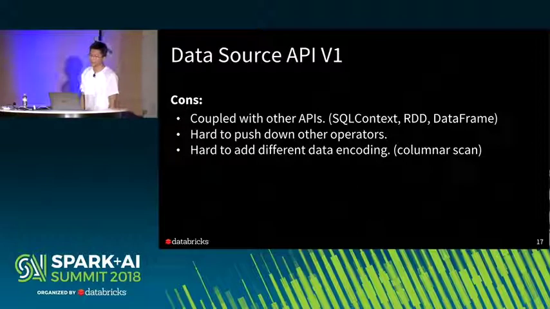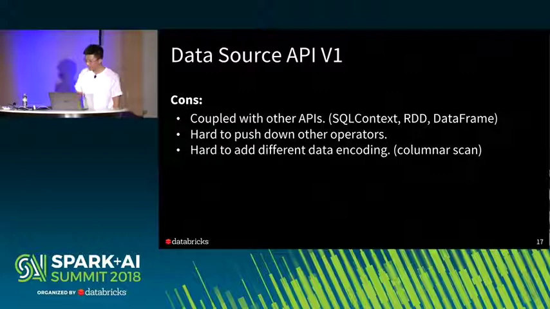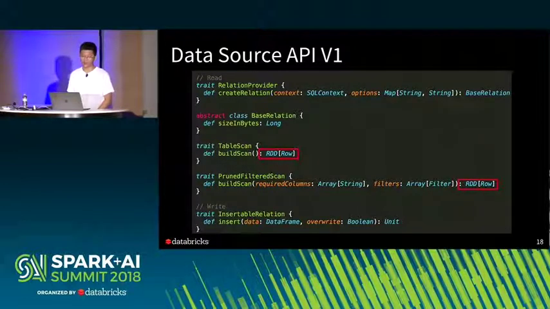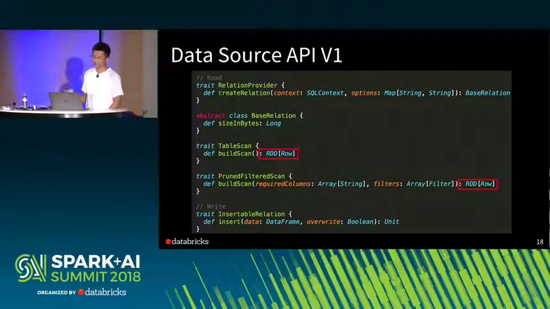And next, for the V1 API, it's hard to add different data encodings. For example, for better performance, we provide a columnar scan interface to allow the data source to return the data in chunks. This is also hard to do in the V1 API, because the V1 API uses the RDD interface, and it just asks the buildScan method to return an RDD of Row. So if we want to support columnar scan, we have to double the number of interfaces, to add a different table scan trait that returns an RDD of ColumnarBatch instead of an RDD of Row. So this is also very hard to evolve.